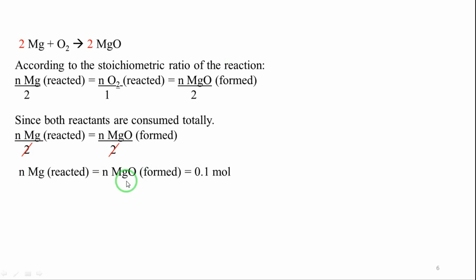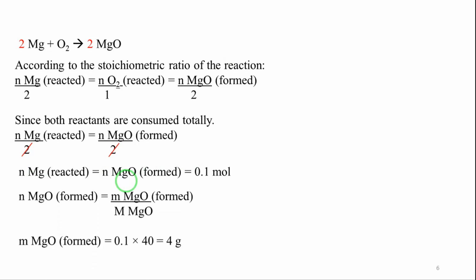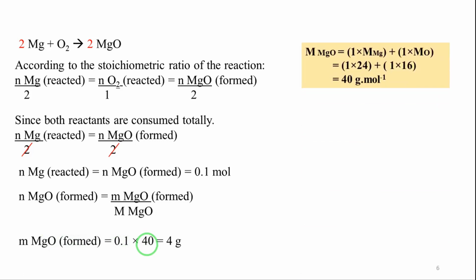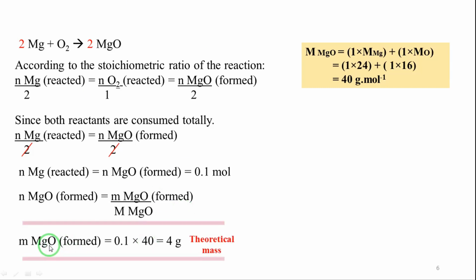Now I need to calculate the mass of magnesium oxide. Number of moles is equal to mass over molar mass. So the mass of magnesium oxide, which is formed at the end of the reaction, is equal to 0.1 mole times 40, which is the molar mass of magnesium oxide that can be calculated. So we can say now that the theoretical mass of magnesium oxide is equal to 4 grams.